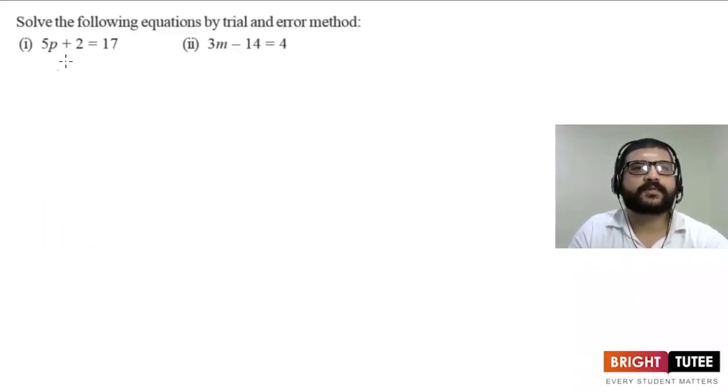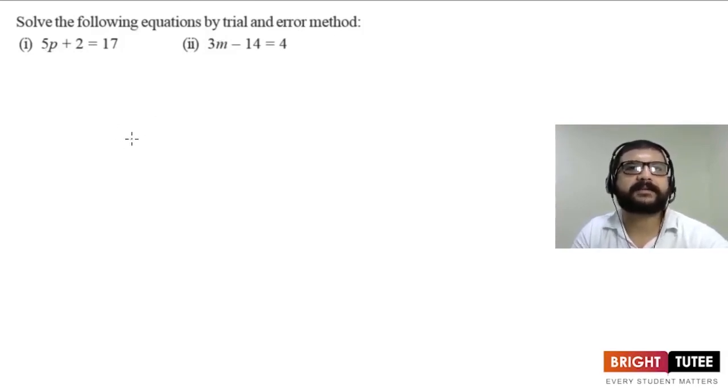Now let's see one more question. In this question, we have to solve the following equations by trial and error method. Now what is trial and error method? In this method, we just assume any value and we try to put that value here in the equation and we check whether it is satisfying the equation or not. And then we will try another value if it is not satisfied. Like this, we'll keep doing until we get the value which is satisfying the equation.